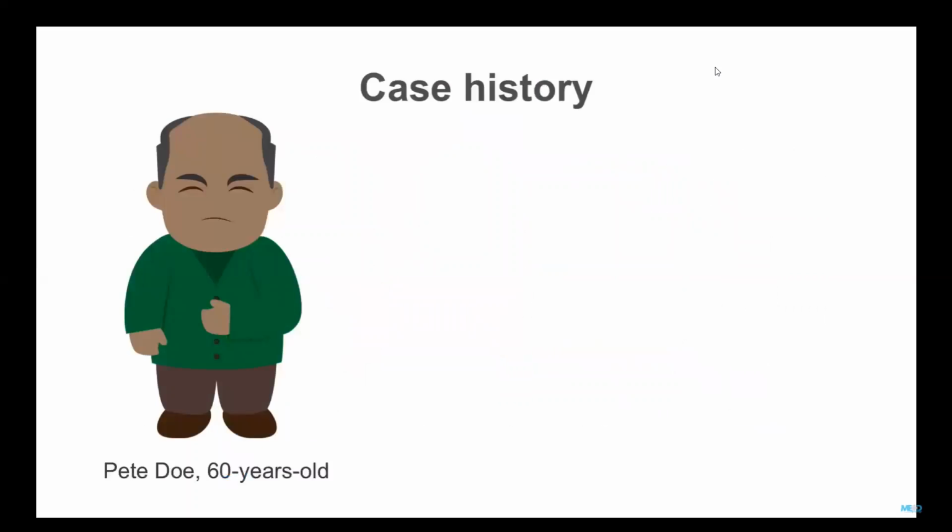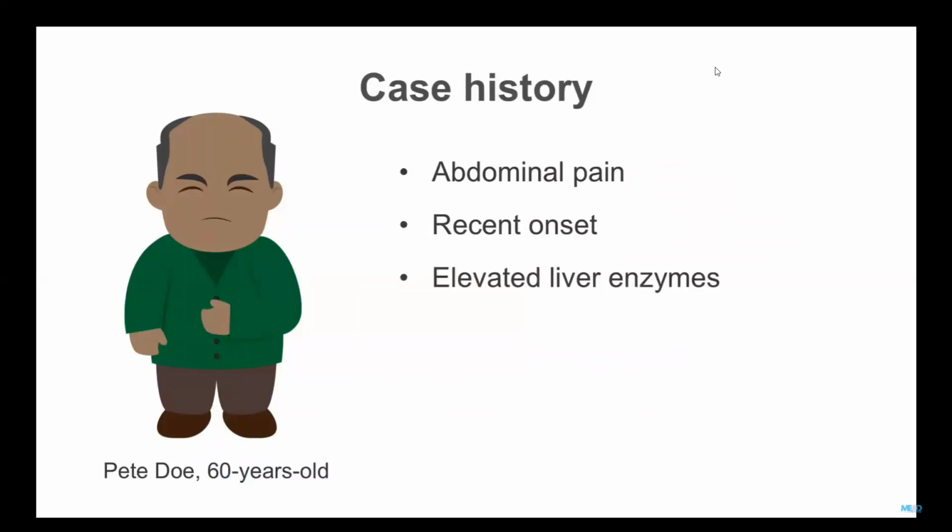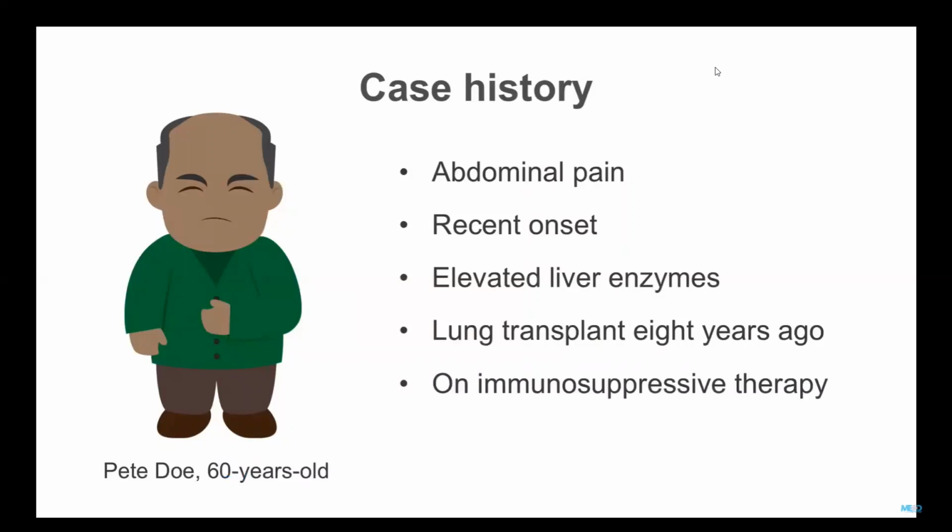Our second patient is Pete. He suffers from abdominal pain of recent onset. In the lab report, we can already see elevated liver enzymes. Pete received a lung transplant 8 years ago. Currently, he is on immunosuppressive therapy. Furthermore, he tells us that he's a passionate hunter.